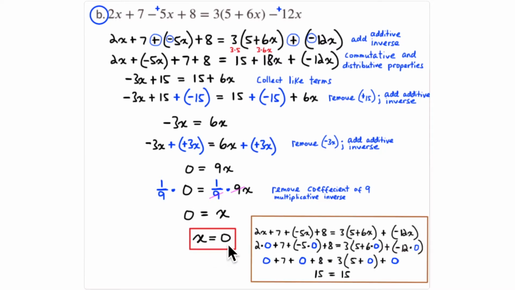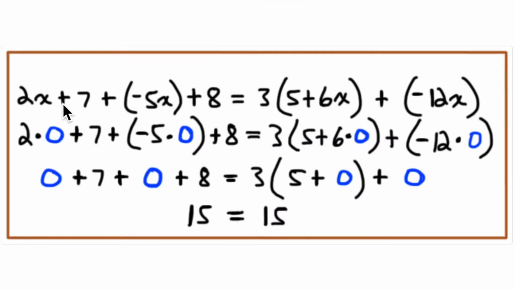Now, to prove that 0 is the solution to the equation, I'm going to replace x with 0. And once you do that, you see that anything times 0 equals 0. So it makes the equation much easier to work with. So 2 times 0 is 0. Negative 5 times 0 is 0. 6 times 0 is 0. And negative 12 times 0 is 0.